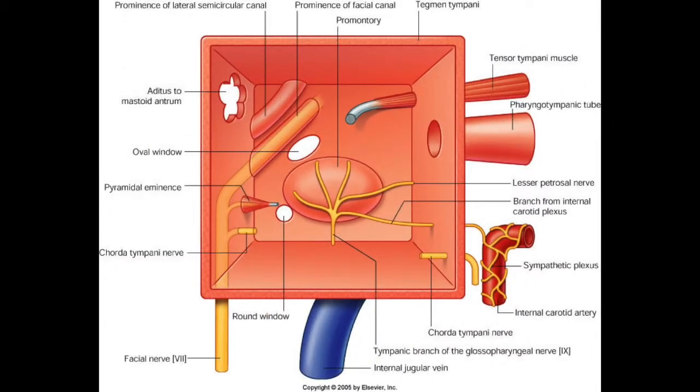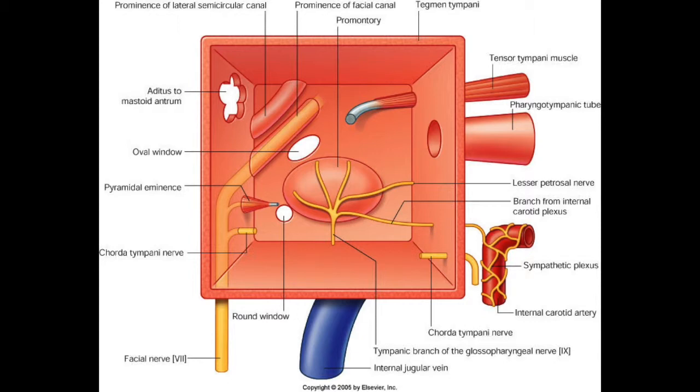Here are the 6 walls of the middle ear. Facing the inner ear, the medial wall is vertical and has the oval and round window, promontory, and the prominence of the facial canal. Facing the outer ear, the lateral wall is formed mainly by the tympanic membrane. The roof of the cavity is formed by a thin plate called the tegmen tympani, which separates the cranial and tympanic cavities. The floor of the cavity is narrow and consists of a thin plate of bone which separates the tympanic cavity from the jugular fossa.